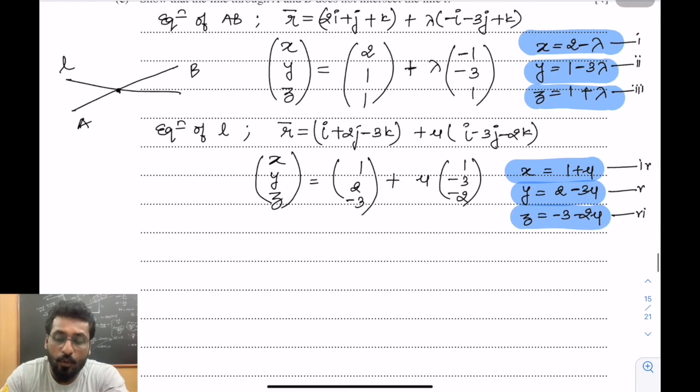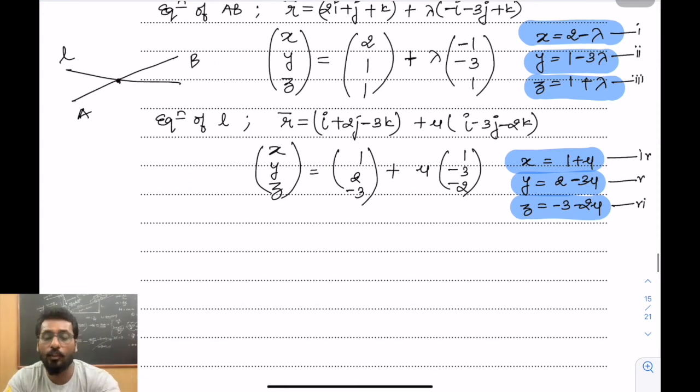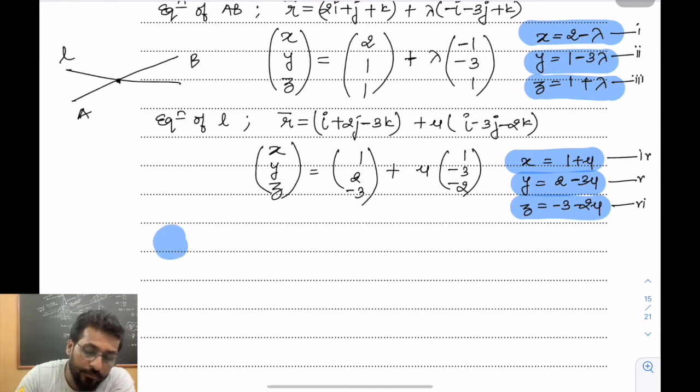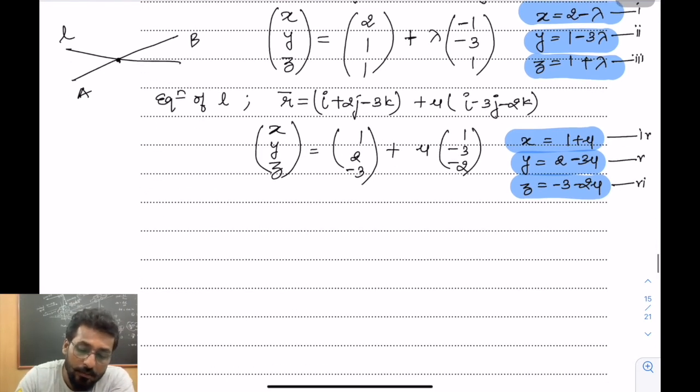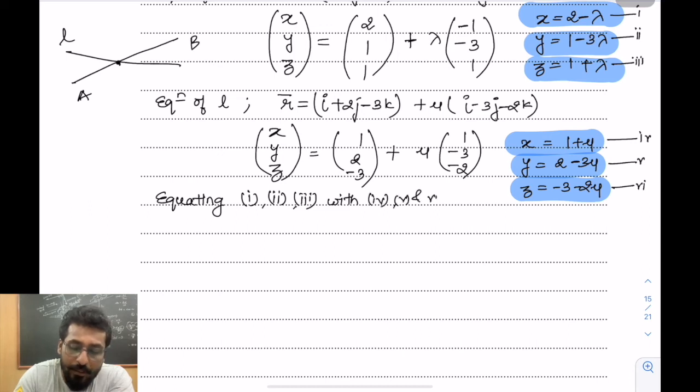So equating 1, 2, 3 with 4, 5, 6 respectively, you are going to get the values of x, y and z. So you are going to eliminate x, y, z first, get the value of lambda and mu. So this is what the process is, students. Okay, so equating 1, 2, 3 with 4, 5 and 6 respectively.